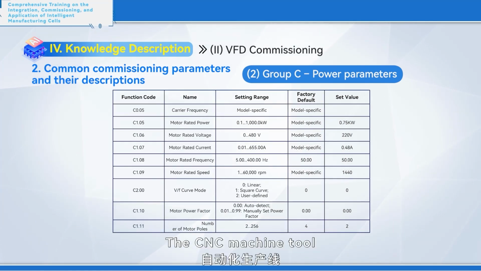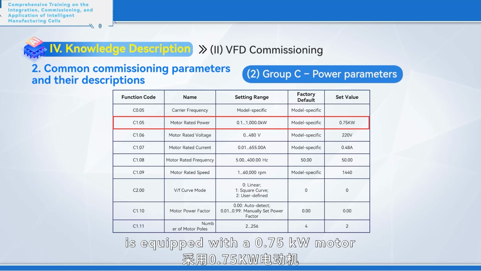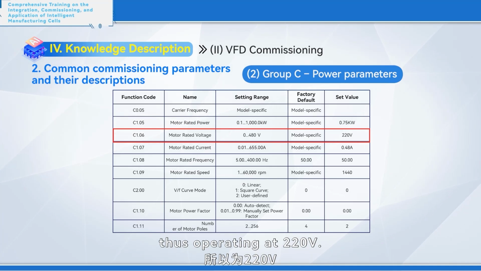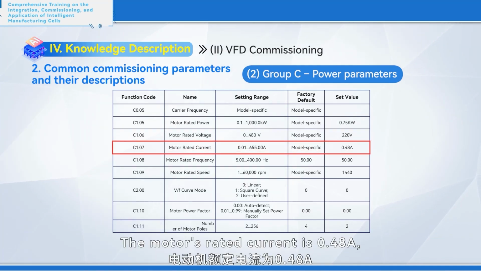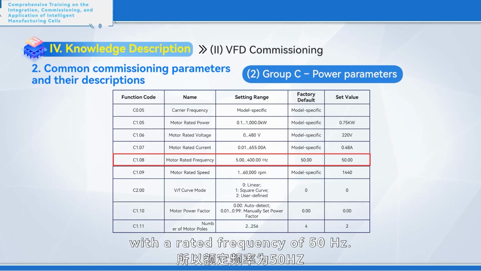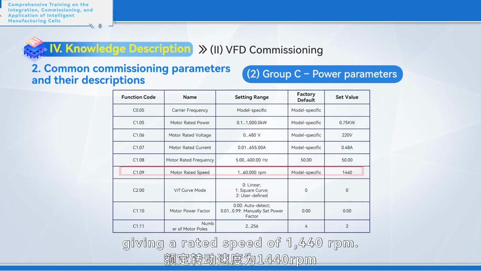The CNC machine tool used in the automated production line is equipped with a 0.75 kilowatt motor with single-phase voltage input, thus operating at 220 volts. The motor's rated current is 0.48 amperes, running on standard AC power with a rated frequency of 50 Hz. It has 2 pairs of magnetic poles, giving a rated speed of 1,440 revolutions per minute.